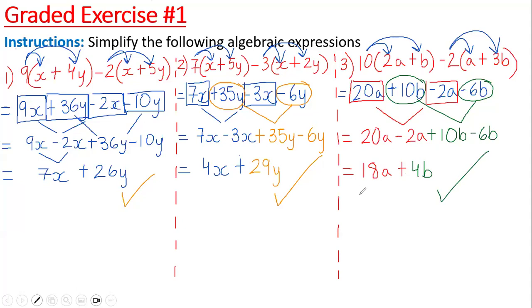Anyone else got this right? I got it half right. Can I come back? Yes, you can. Anyone got one wrong? Mr. Petit, I added 20a with the 2a. You added it. Oh, wow.